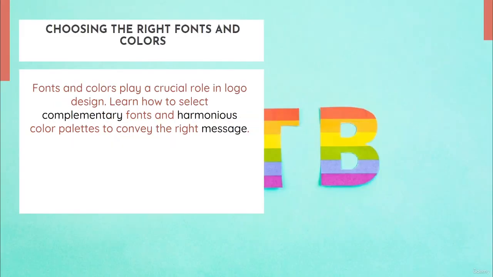And the next thing over here is, once you're trying to design a logo, whatever fonts you're using, that you're using the right color of fonts and the right fonts as well. Okay, you need to make sure that you use the right color combination and right kind of fonts. So fonts and colors basically play a very crucial role in logo design. So we need to learn how to select complementary fonts, and also how you can select harmonious color palettes to convey the right message. So before choosing a set of colors, you need to see that those colors which you have selected for your logo are compatible with each other or not. Like in the same frame, do those colors look good or not? So you need to keep those things in mind.